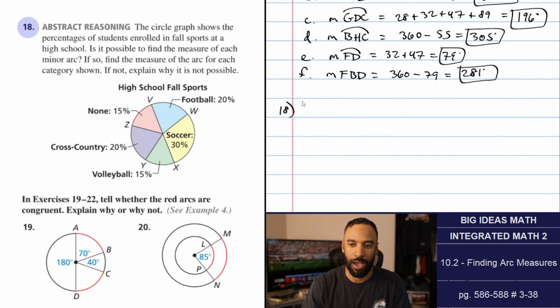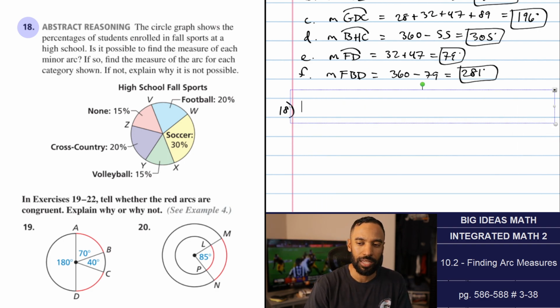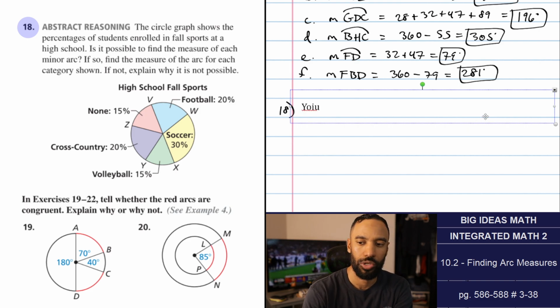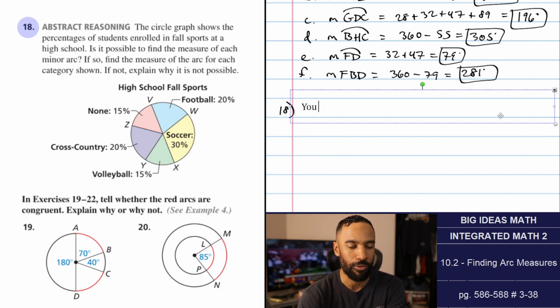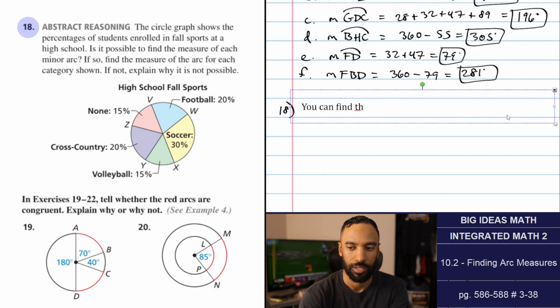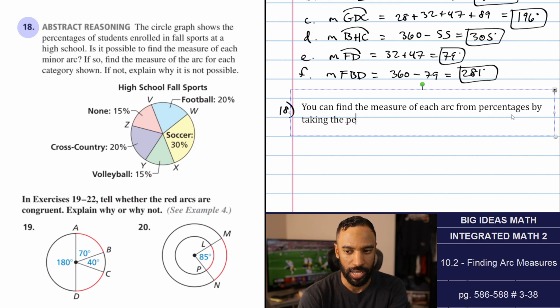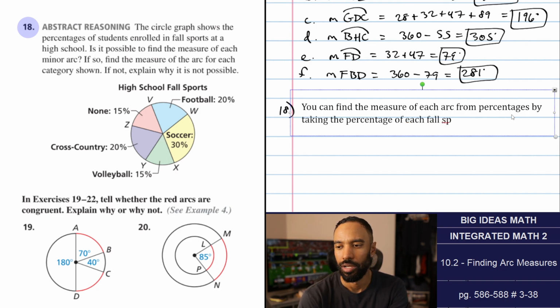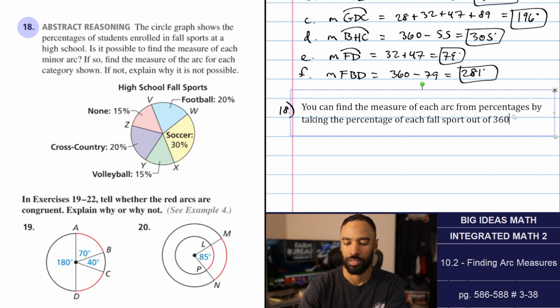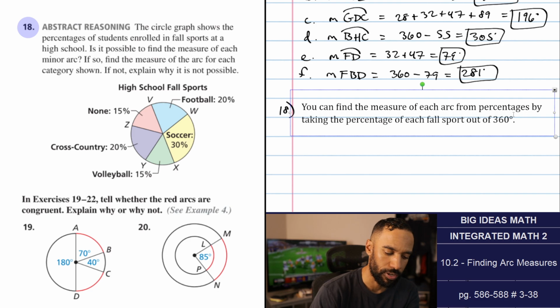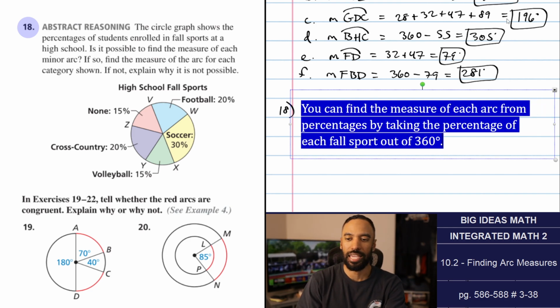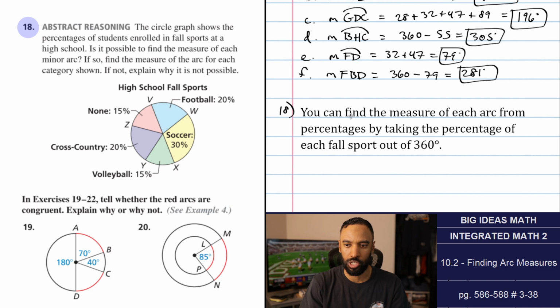So let me first type out. I'll probably type this whole thing. So I'll say you can. Now I was thinking we were going to do the other way before, but you can find the measure of each arc from percentages by taking the percentage of each fall sport out of 360 degrees. Percentage out of 360 degrees, find those values there.